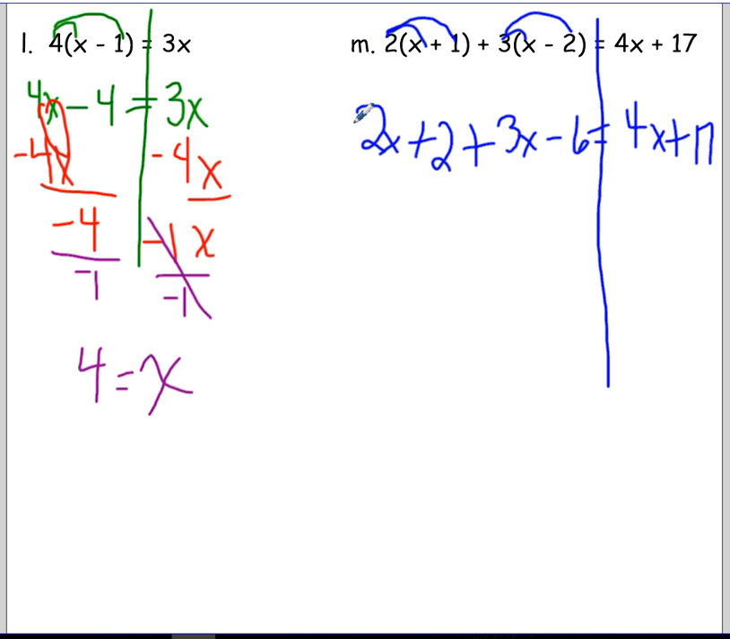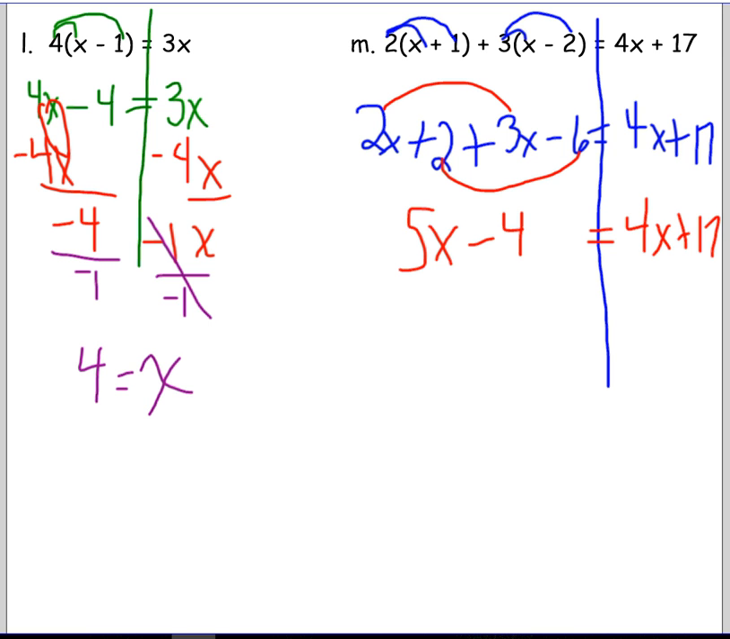So on the left, let's start combining like terms. So we have a 2x here and a 3x here. So that gives us 5x. And then the 2 subtract 6. That will leave us negative 4. And that equals 4x plus 17.